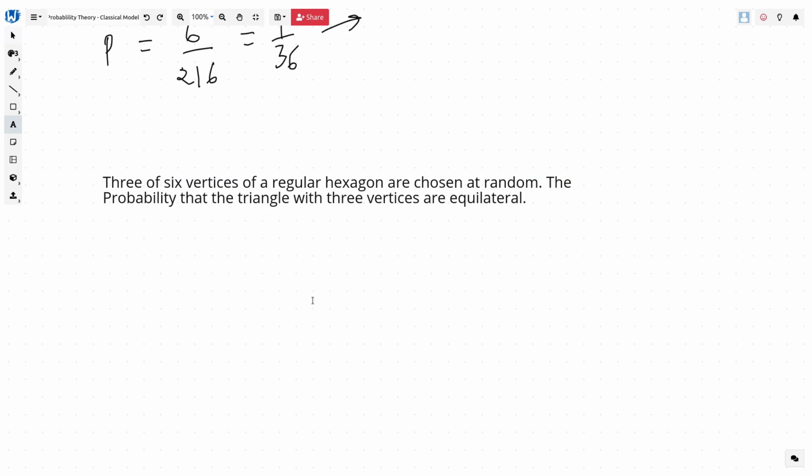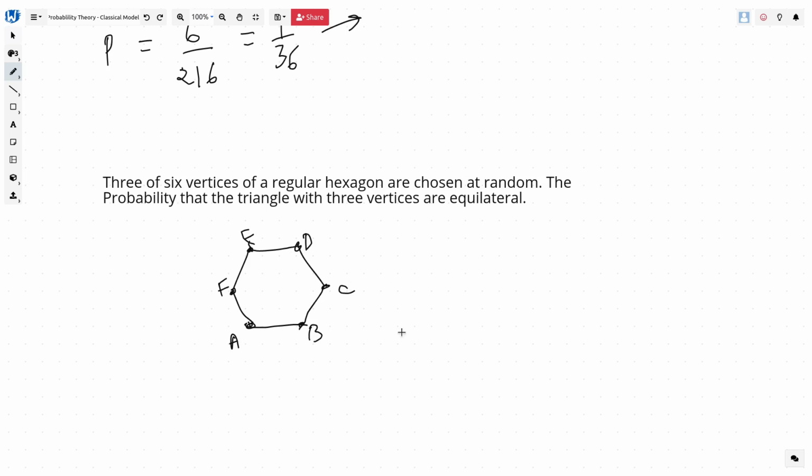Okay, so three of the 6 vertices of a regular polygon are chosen at random. Find the probability that the triangle with these 3 vertices is equilateral. So let's draw a regular polygon here. It's not up to scale, but you can see that. So these are the 6 vertices, right? So let's say A, B, C, D, E, F.